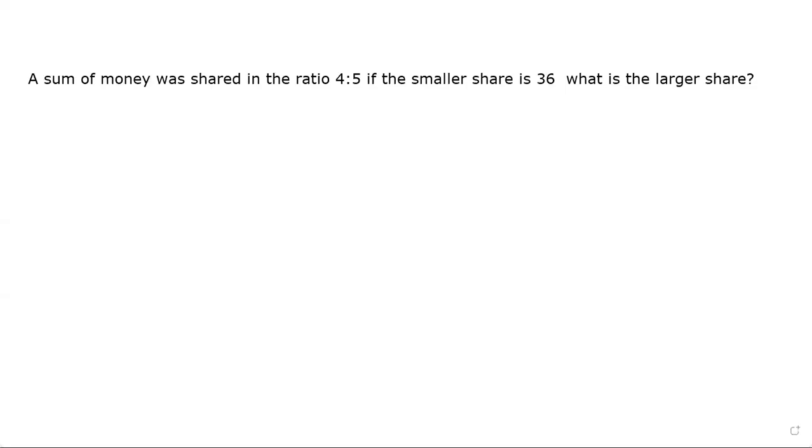All right, a sum of money was shared in the ratio 4 to 5. The smaller share is $36. What is the larger share? So notice what they asked for, only the larger share. So I'm going to set it out. We have 4 to 5, that's the ratio, right? The smaller share is 36. That means 36 goes here. So we can say how many 4s make up 36?